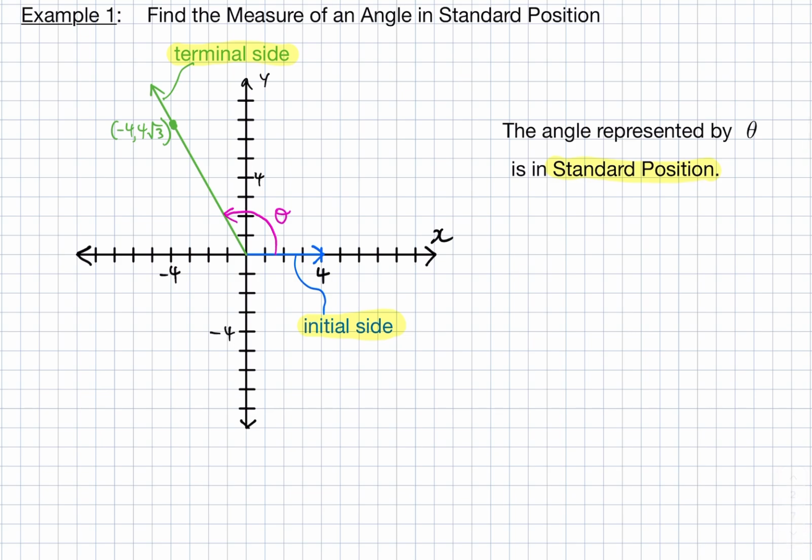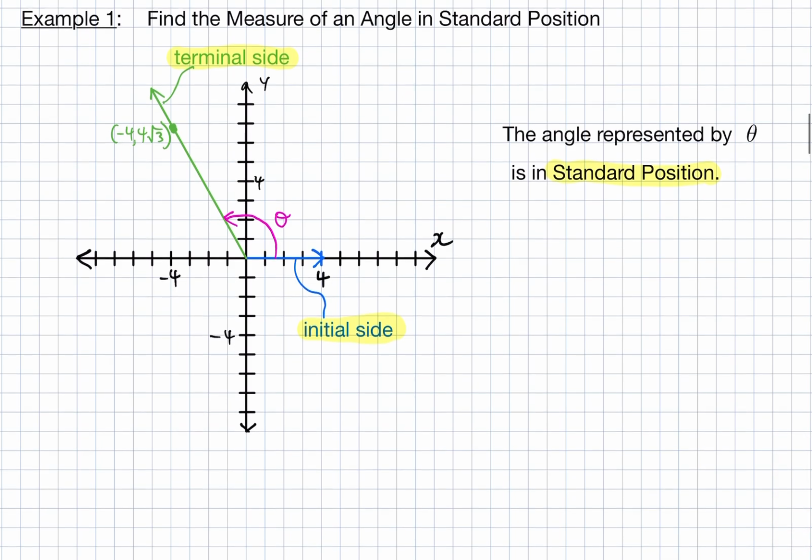Okay, so in this example, we are to find the measure of an angle in standard position. Before we start to solve for this problem, let's define some things and identify what's going on here. First things first, here we have a side of an angle in blue, and then we have another side of an angle in green. I have these labeled in different colors because they have different meanings.